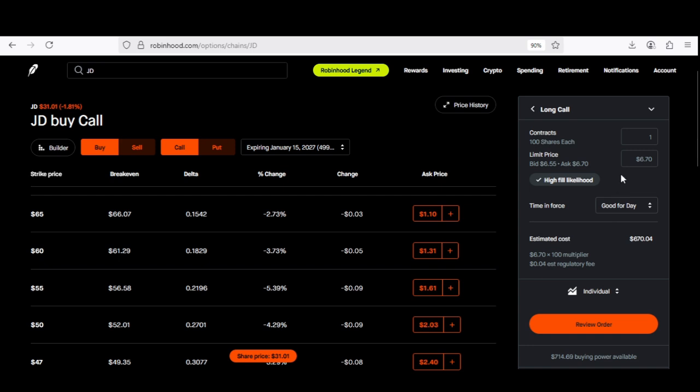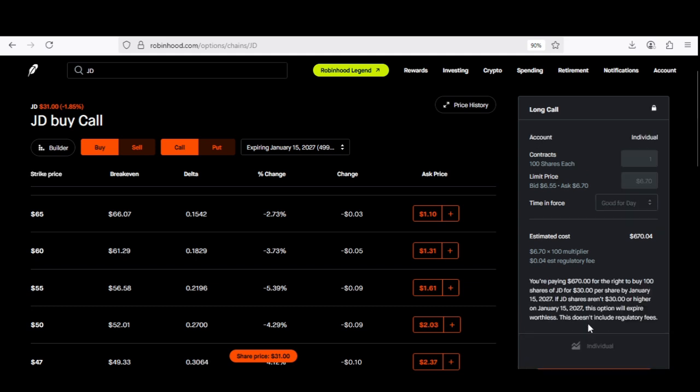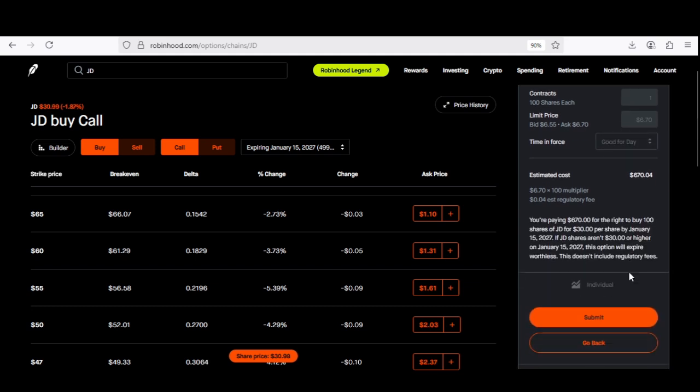So I'm going to leave the bid ask price here, which is $6.70. As you can see here, the bid price is between $6.55 to $6.70, so any range between that. Now I can go ahead and change this to the mid range, but for purposes of this video, I want this to be filled very quickly. So I'm going to leave what Robinhood suggested, and we're going to do just one contract. I'm going to go down, I'm going to hit review, and then I will be able to hit submit.